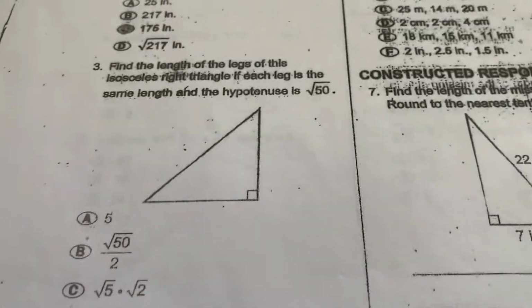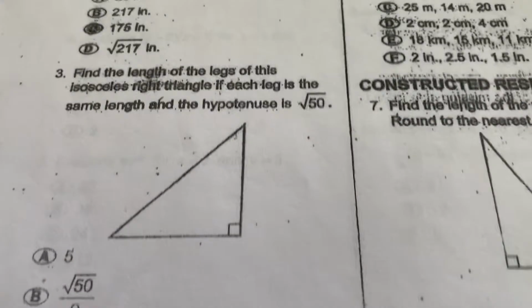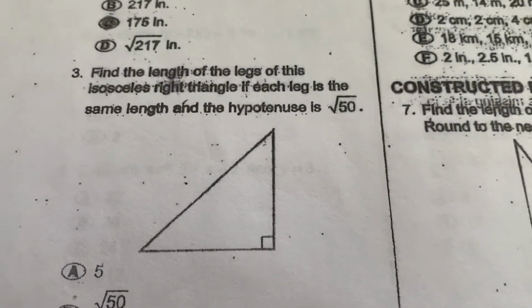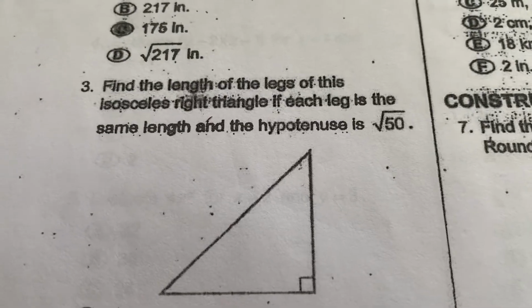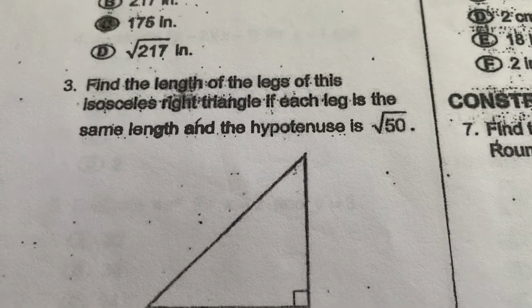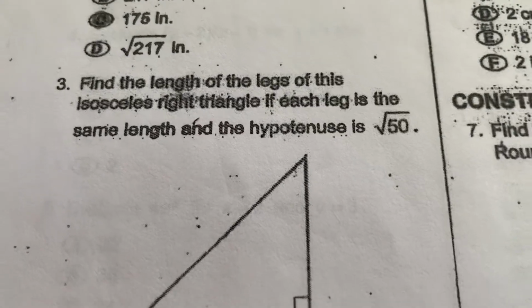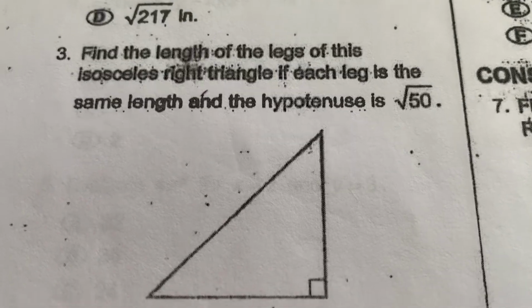All right, question three. I'm going to be honest with you. Question three is a little confusing, and I had to think about it for a few minutes before I came up with the answer. It says, find the length of the legs of this isosceles right triangle. Remember, on an isosceles triangle, two sides are the same length. If each leg is the same length and the hypotenuse is the square root of 50, so all I know is that this is the square root of 50, and I don't know what this is, and I don't know what this is.